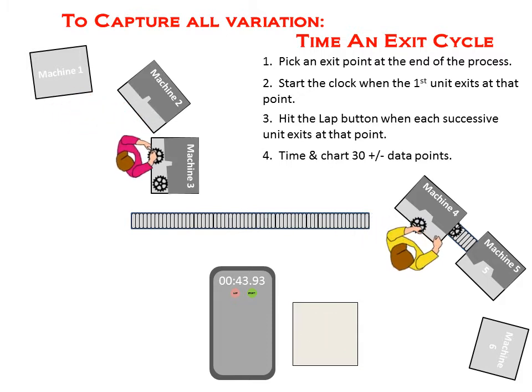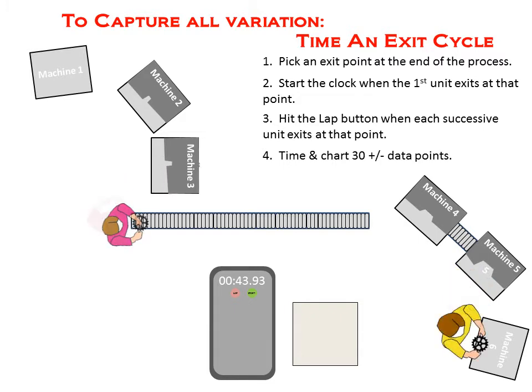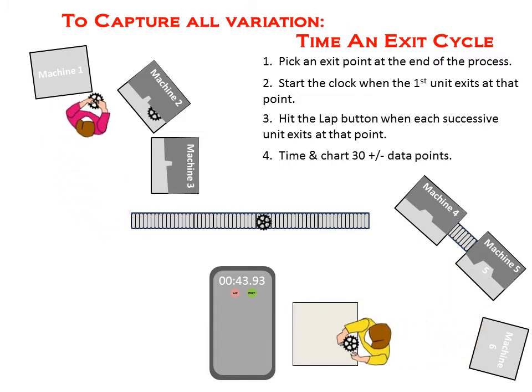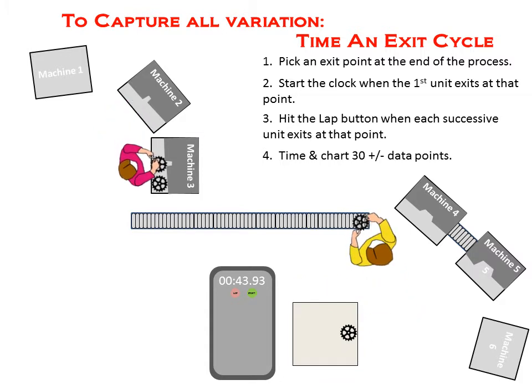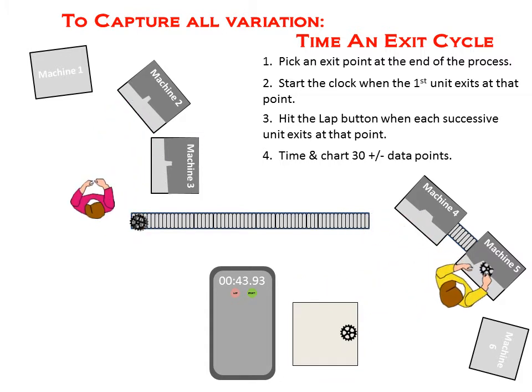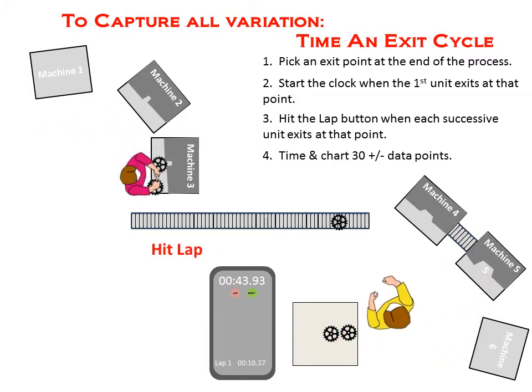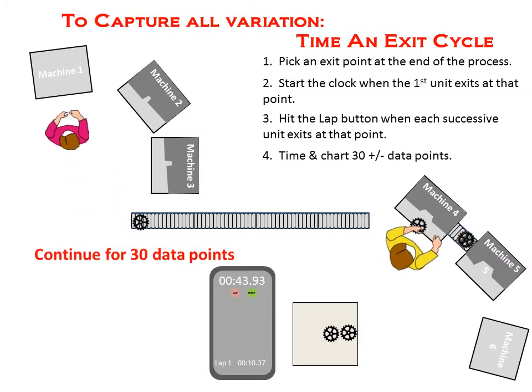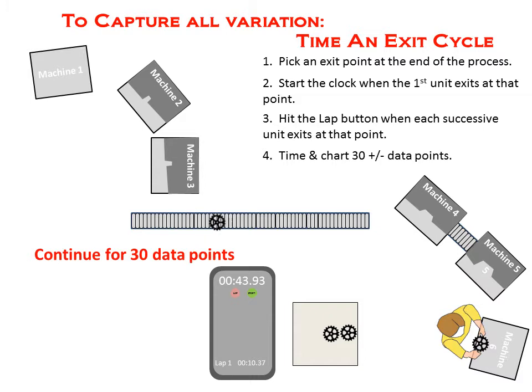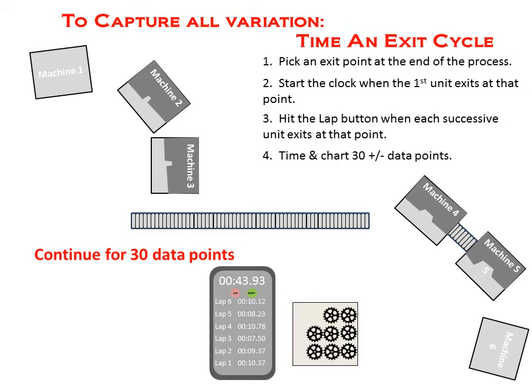We'll start the clock when the first part is placed in the dunnage. We'll be sure to focus on the parts as they reach that exit point. Try not to get distracted by all of the other actions taking place in the cell. As each part is placed, we will hit the lap button. We'll continue to do this for 30 points. It's interesting as we time these operations like this to note all the various things that we probably didn't notice before. We'll continue to watch the dunnage and hitting the lap button as we go.